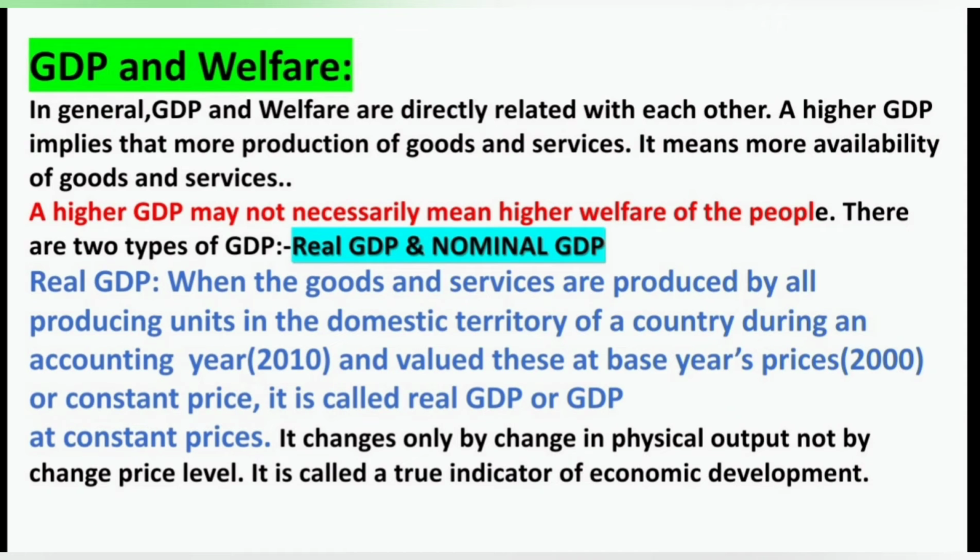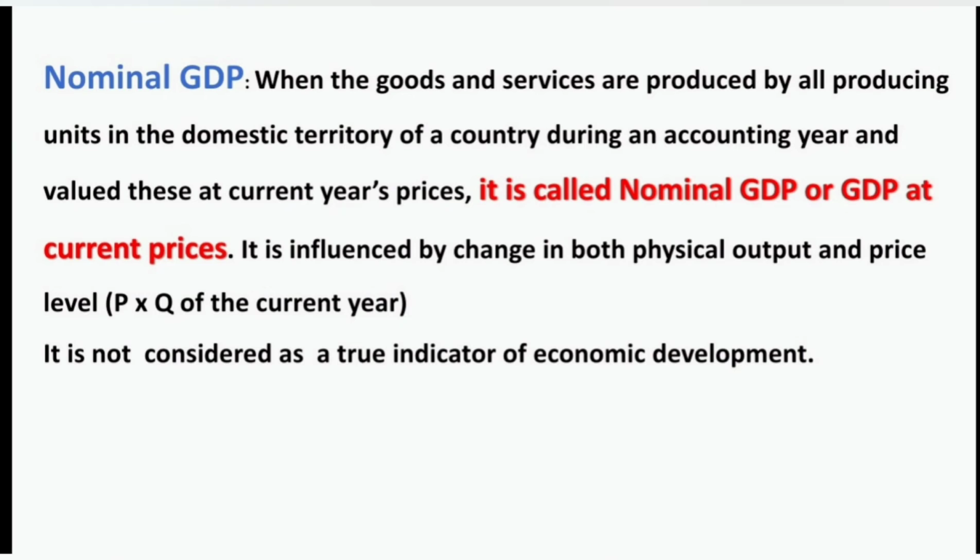So, what is nominal GDP? When the goods and services are produced by all the producing units in the domestic territory of a country during an accounting year and valued at the current year price, it is called nominal GDP or GDP at current price. It is influenced by change in both physical output and price, that is, price into quantity of the current year. It is not considered a true indicator of economic development. Why? We can explain it with an example.